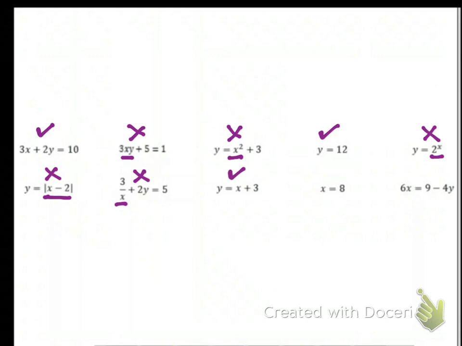X equals 8 is going to end up to be a vertical line. We need to have a y when we're looking for a linear function, so this is not going to work. And here we have 6x equals 9 minus 4y, which is going to give us a straight line.